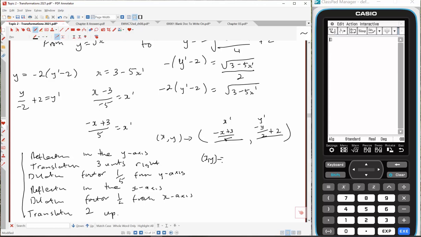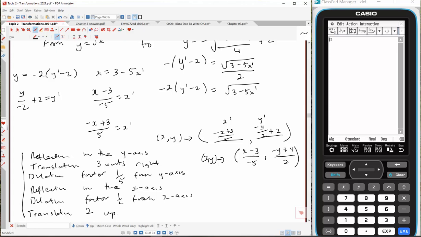Okay, so what if you wrote x dash as something different? So what if you wrote it as this one here, which is x take 3 all over negative 5. And let's just play around with this one here. I'm going to make a common denominator. So that's going to be 4 on 2. This is negative y plus 4 on 2. So that is still exactly the same as that, where we've got negative y on 2 plus 2.